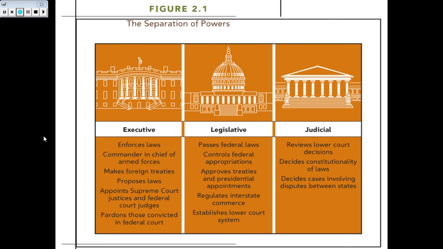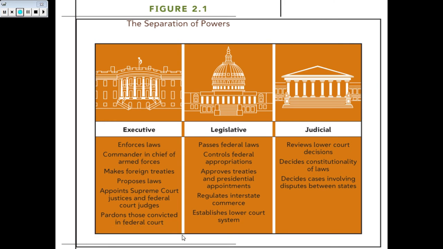So just briefly looking at the different roles that each of the branches of government are going to have. The executive branch enforces laws. They are also the commander-in-chief of the armed forces. That's the president. He makes the foreign treaties, proposes laws to Congress, appoints Supreme Court justices and federal court justices, and also pardons those convicted in federal court. The president usually pardons a couple of people every year. So if you're interested in that, you can watch out for it.